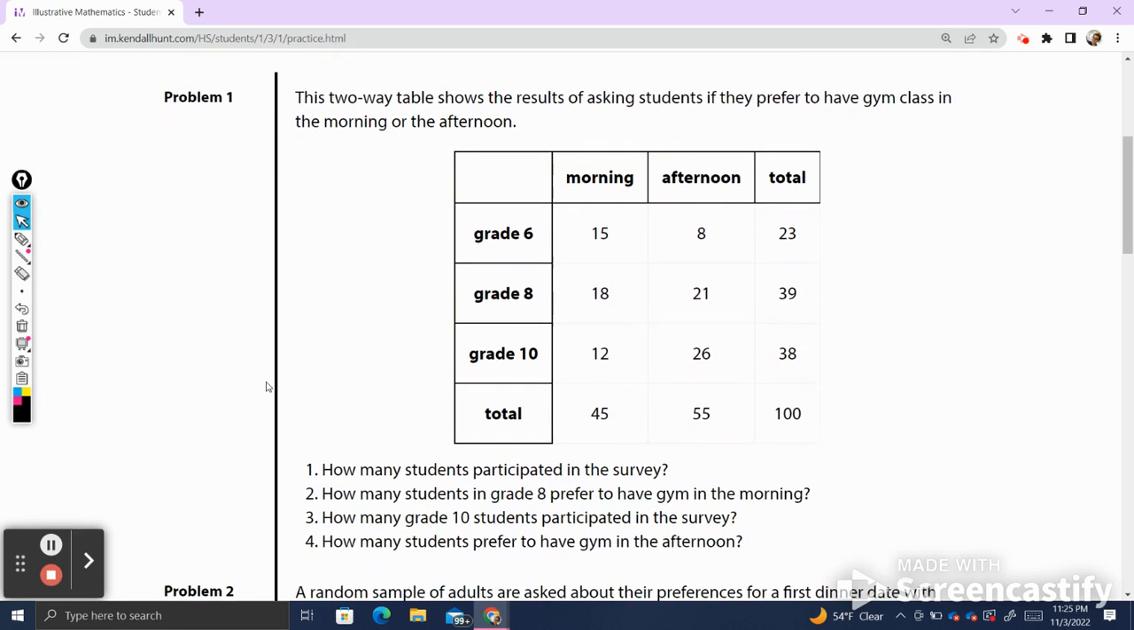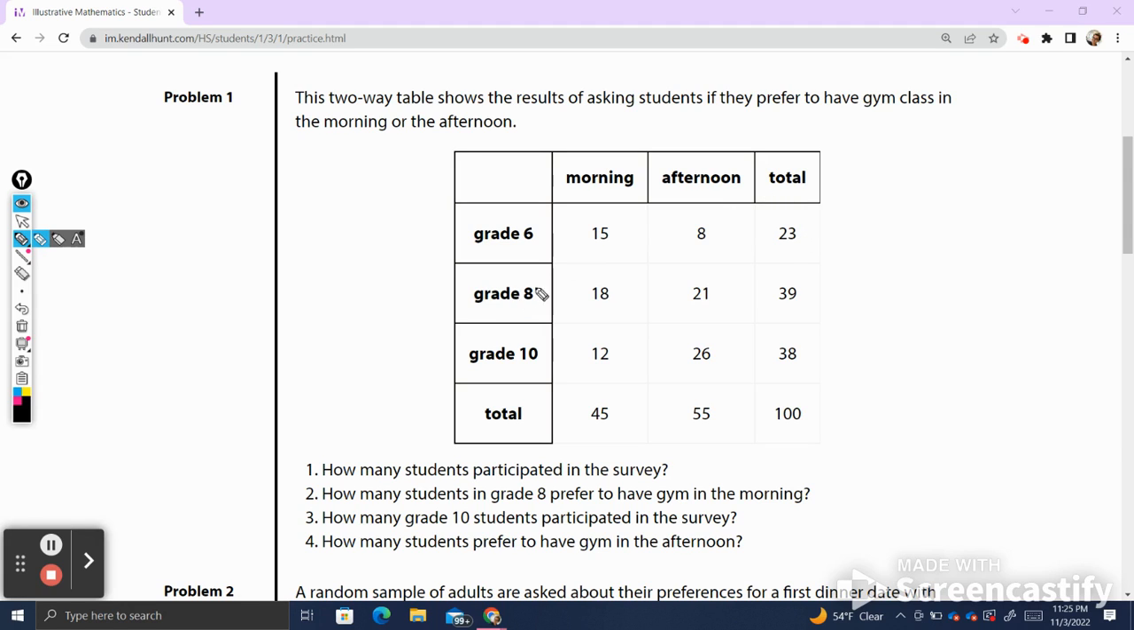This two-way table shows the result of asking students if they prefer to have gym class in the morning or in the afternoon. I first situate myself by looking at the table. So I see we have grade 6, 15 students prefer the morning, and 15 students prefer to have gym class in the afternoon. The total of grade 6 students is 23.